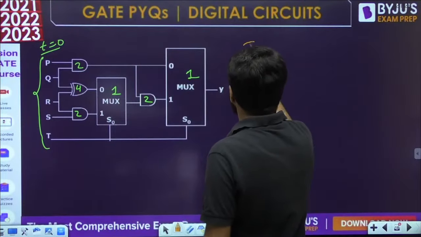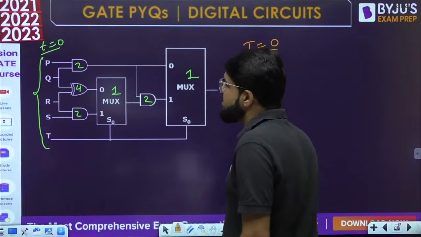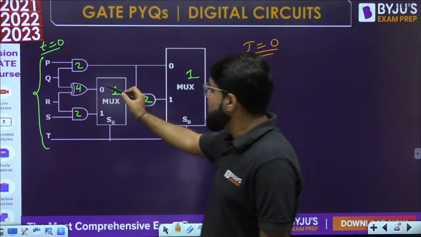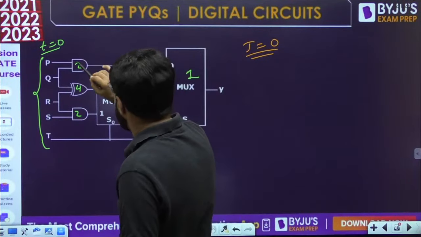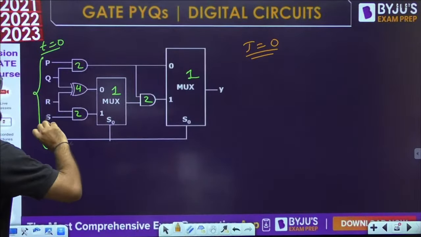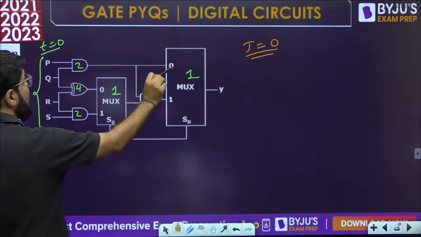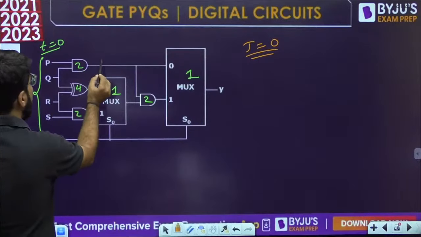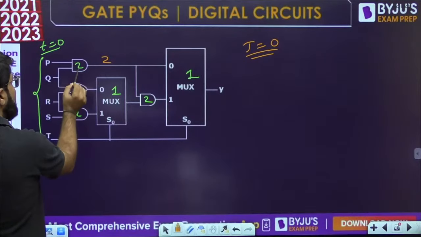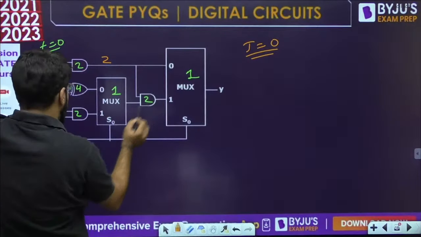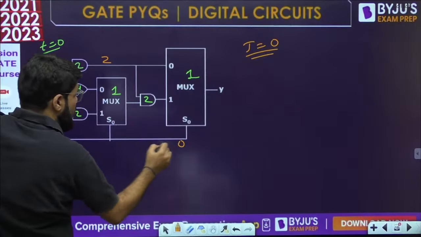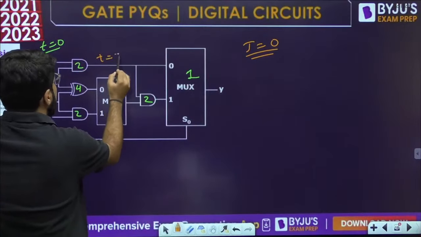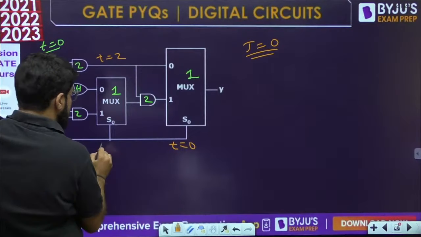Case number one, let us take t equal to 0. So t equal to 0, what is the path? T equal to 0 means multiplexer I naught will be selected. Here also I naught will be selected. Very, very simple now. Look, the output of this AND gate is available at 2, because it has a delay of 2. And T is available at T equal to 0 only. Let me write down the time: T equal to 2, and this is ready at T equal to 0.